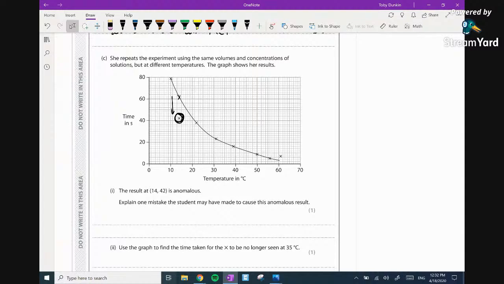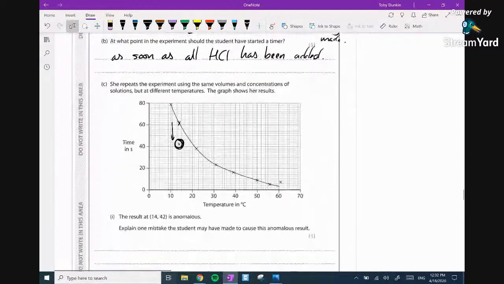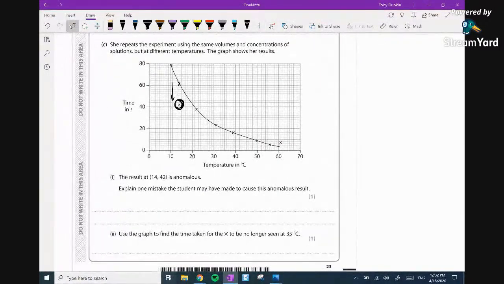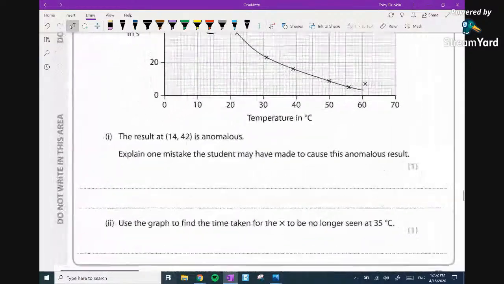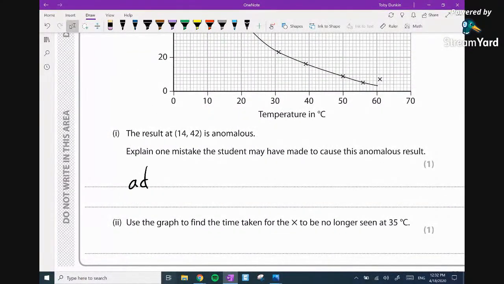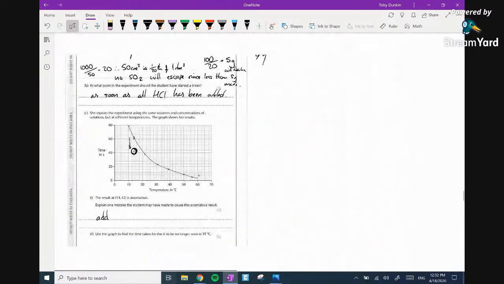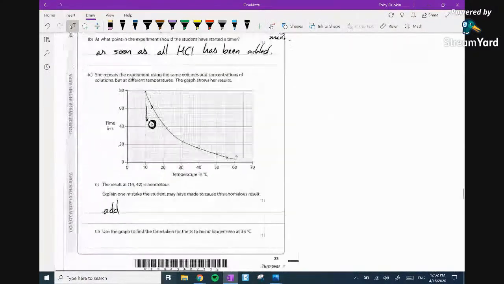Explain one mistake the student could have made. She stopped the clock too early. She thought the cross was gone when it hadn't. But that's 20 seconds. Very unlikely. She's put in a concentration too high. It's gone too quick. What was she changing? Oh, maybe she added too little water.